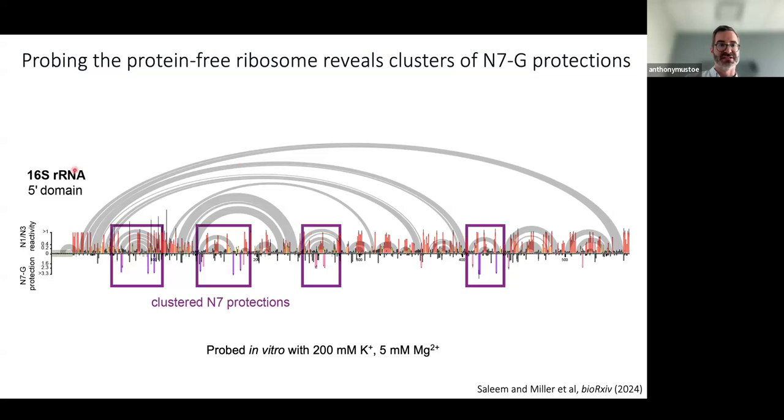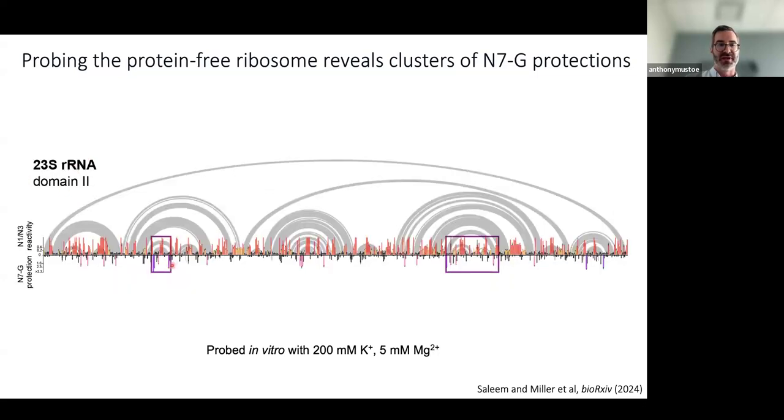So this is in the 16S ribosomal RNA. Also in the 23S ribosomal RNA, we see similar types of clustered protections. Again, this is consistent with the idea that certain parts of the ribosome are able to fold independently of proteins.